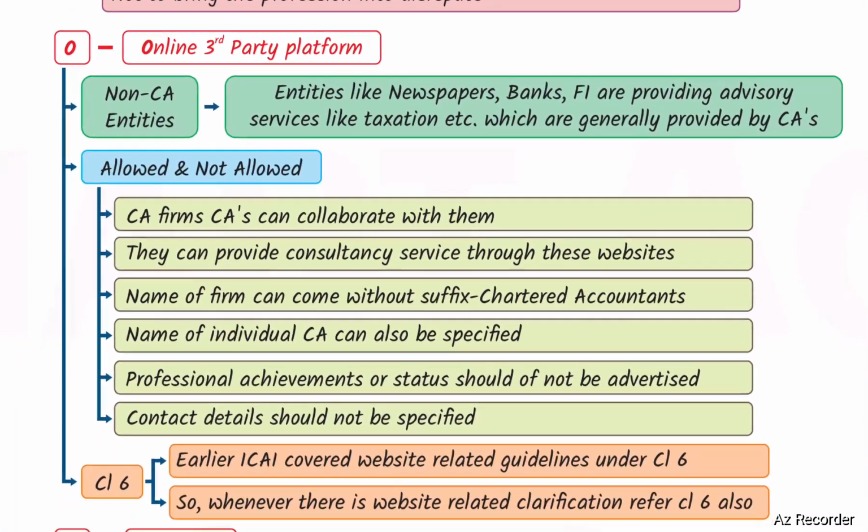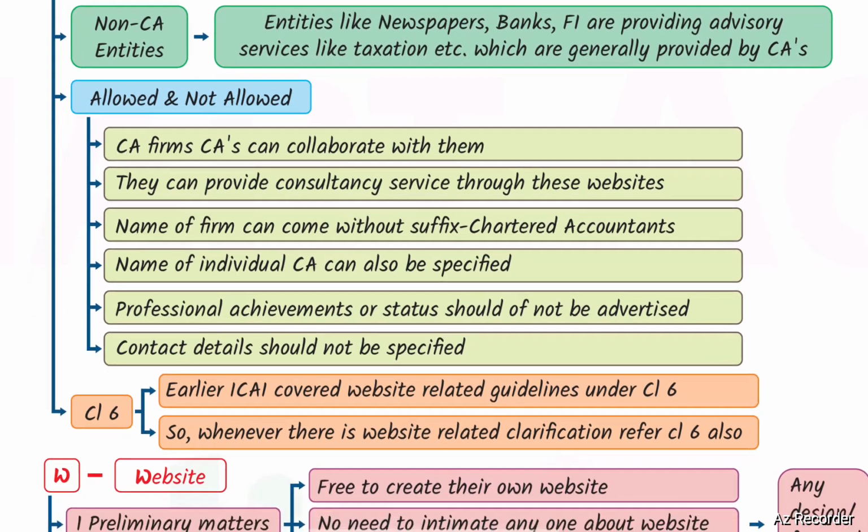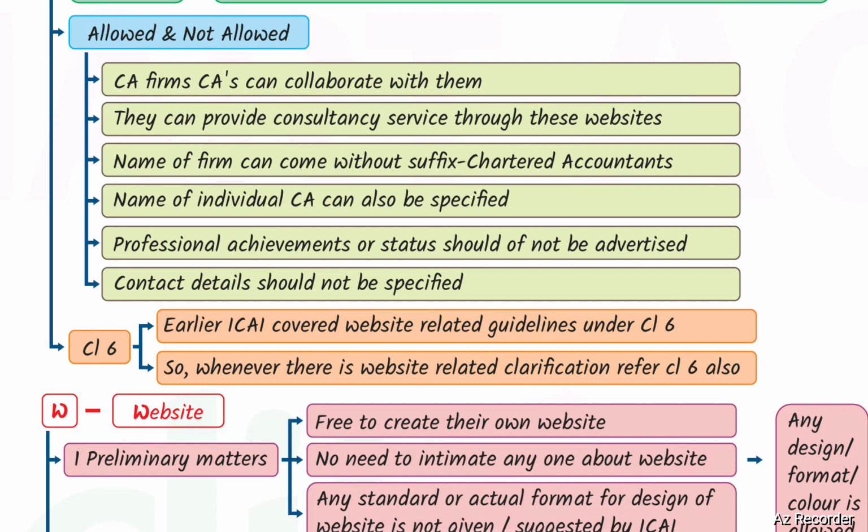Online third party platforms, non-CA entities like newspapers, banks, financial institutions are providing advisory services like taxation, etc., which are generally provided by CAs. What is allowed and what is not allowed: CA firms and CAs can collaborate with them. They can provide consultancy service through these websites. The name of the firm can come without the suffix Chartered Accountants. The name of the individual CA can also be specified. Professional achievements or status should not be advertised. Contact details should not be specified.